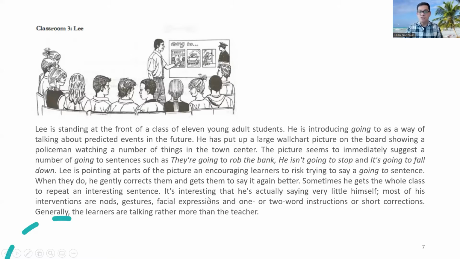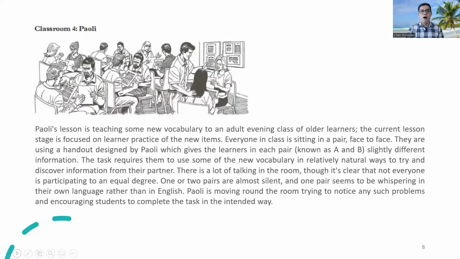So it's interesting that he's actually saying very little himself. So here, Lee is saying very little. Most of his interventions are nods, gestures, facial expressions, and 1 or 2 word instructions or short corrections. So generally, the learners are talking rather than the teacher. So that's the third. And the last one is Pauli.